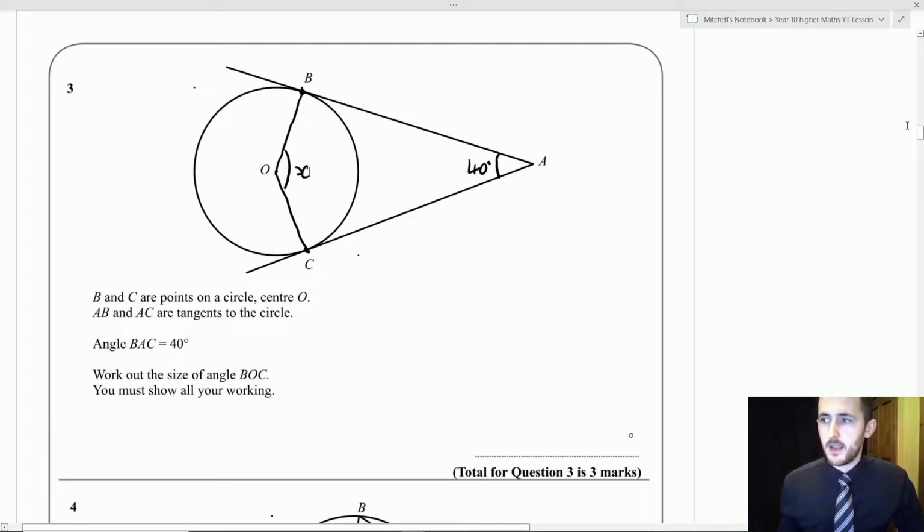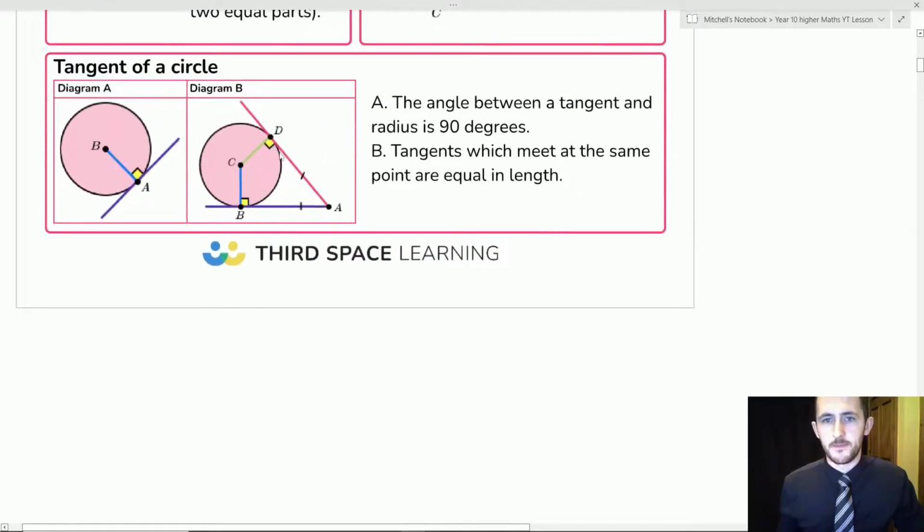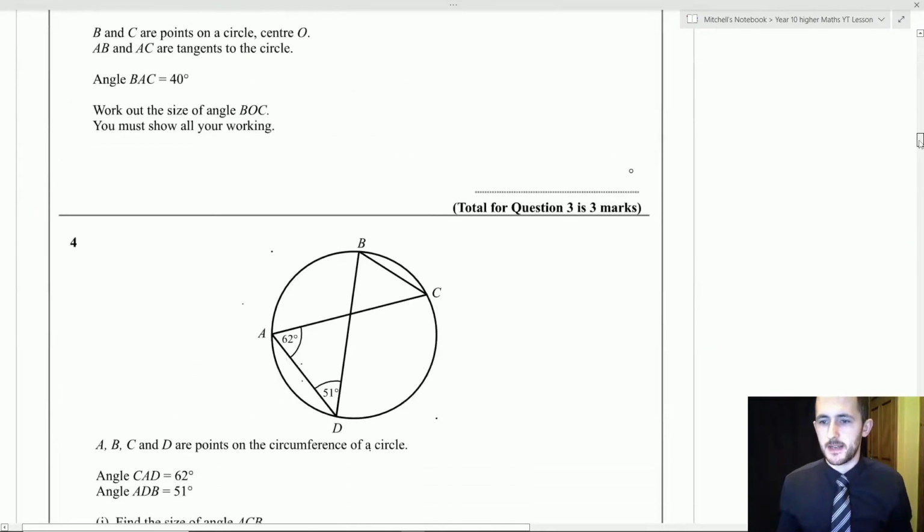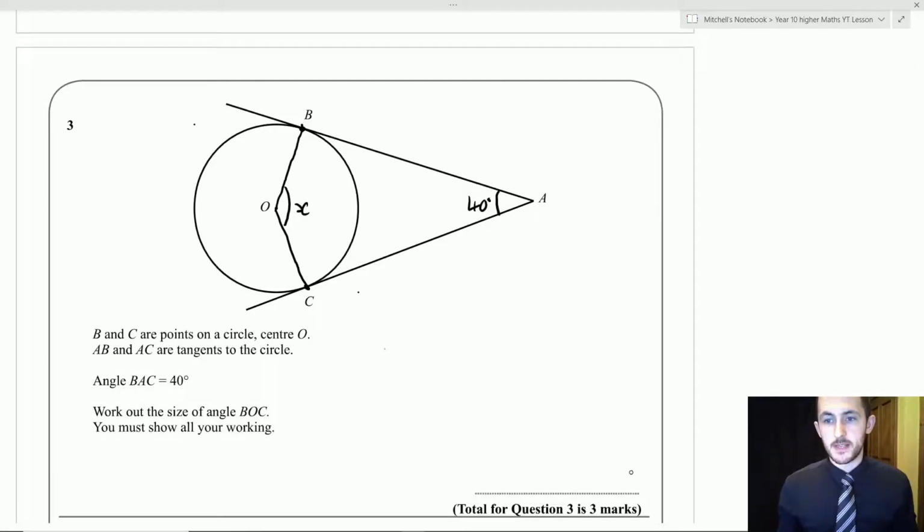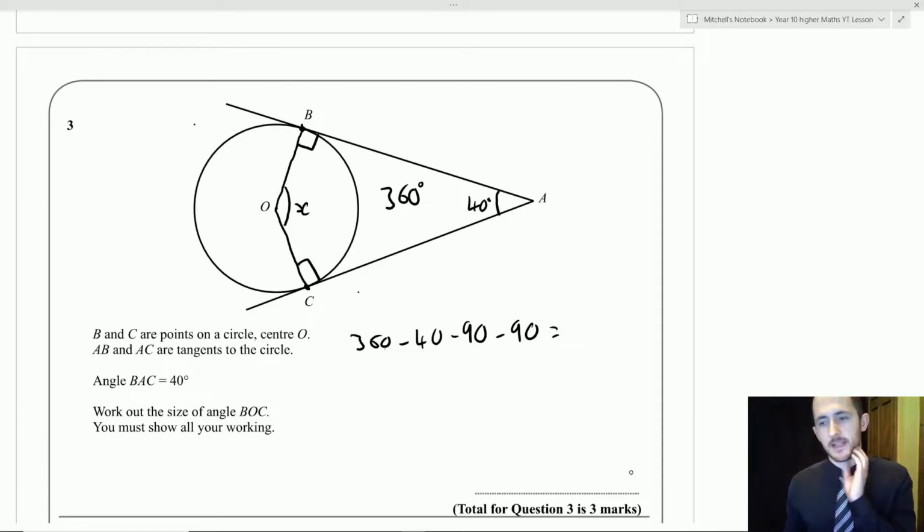Now, if I look at this, it looks very similar to this rule over here. So first of all, these tangents will meet that line at 90 degrees, and they're also the same length, okay? So if I go back down, because this is a line from the center of the circle to the edge of the circle, it must meet at 90 degrees, okay? Now, this is a four-sided shape. Four-sided shapes, the total angle should be 360 degrees. So all I need to do is 360 minus the 40 degrees here, minus the 90 degrees, and minus another 90 degrees. Okay, 90 and 90 is 180, so 360 minus 180 is 180. That should be 140 degrees.